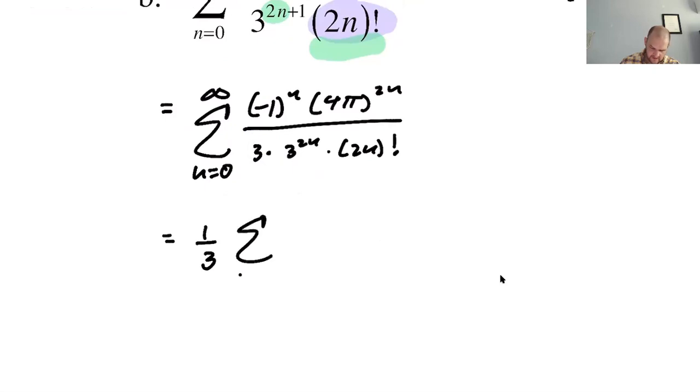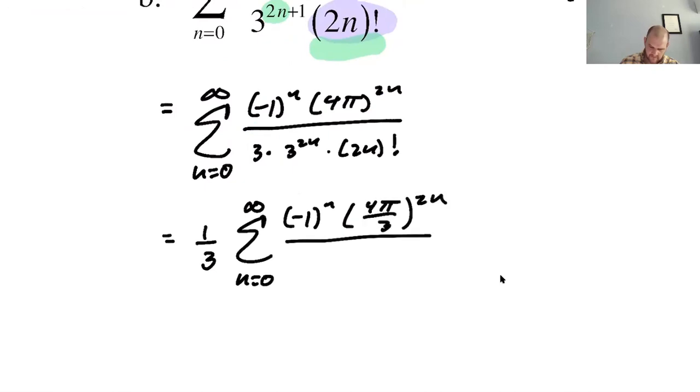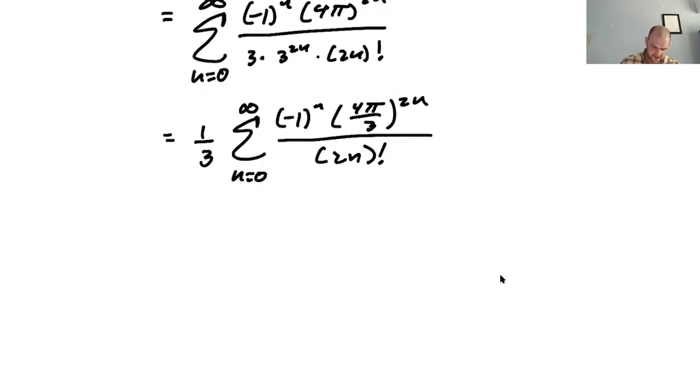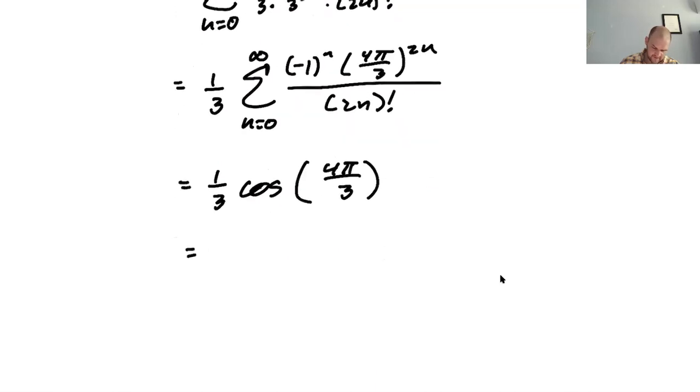We get this. Now let's put things with the same exponent under the same set of parentheses, right? So they live in the same house. 4 pi over 3 to the 2n, quantity 2n factorial. Okay, so this should be 1/3 the cosine of 4 pi over 3. Okay, cosine of 4 pi over 3 is negative 1/2, so this should be negative 1/6, I think.